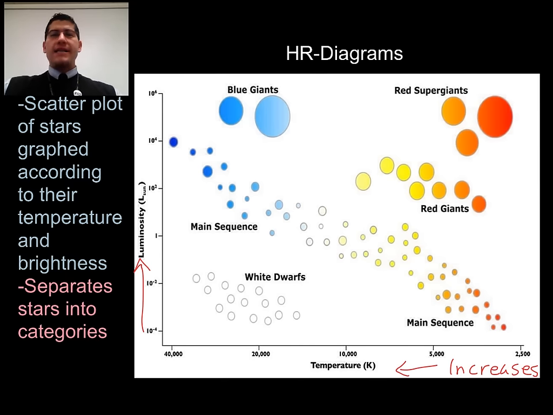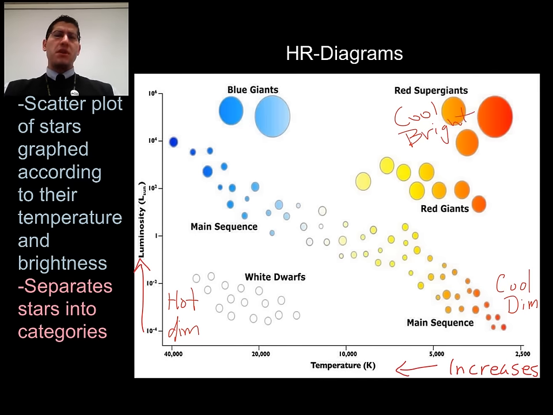Looking at the x and y axis, we can break the HR diagram into 4 quadrants. The lower right corner contains the coolest, dimmest stars, like these red dwarfs. These stars are still incredibly hot, don't get me wrong, but compared to other stars, they're relatively cool. The lower left corner contains stars that are hot but dim. The upper right corner has stars that are cool and bright, and the upper left corner contains the hottest, brightest stars.